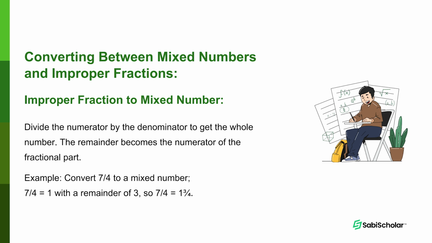For example, if you want to convert 7 over 4 to a mixed number, 7 over 4 is an improper fraction because the numerator is greater than the denominator. So 7 over 4 is 1 with a remainder of 3. That means 7 over 4 will be 1 whole number, 3 over 4. 1 is the whole number, then the remainder is 3, which becomes the numerator of the fractional part. So 7 over 4 is 1 whole number, 3 over 4.